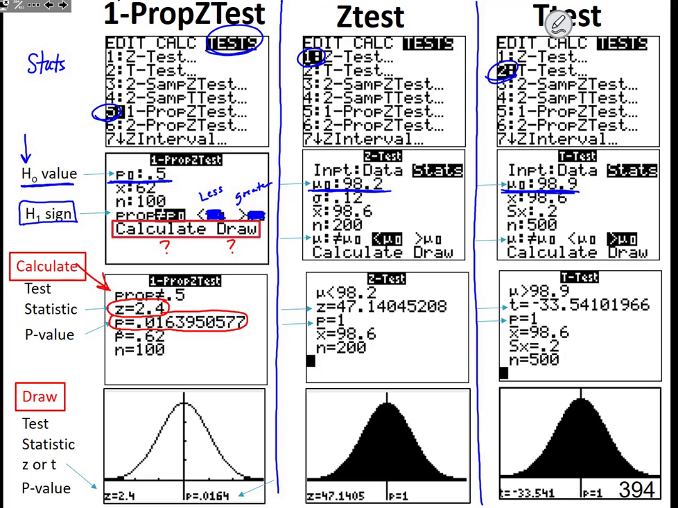I prefer the draw. So instead of hitting calculate, you hit draw. It will show you the normal curve. Sometimes it's shaded, sometimes it isn't. But the only information it gives you are the two pieces that you need. The z-score test statistic will be on the left-hand side underneath the normal curve, and the p-value will be on the right-hand side underneath the normal curve.